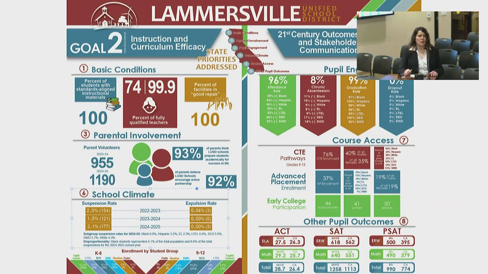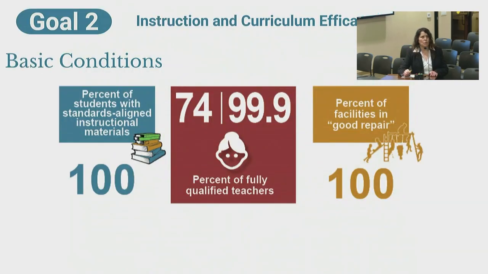So the next part of our dashboard is Goal 2 and Goal 3. They are side by side. Goal 2 being instruction and curriculum efficacy, starting with basic conditions. So 100% of our students have standard aligned instructional materials. 74% of our teachers have gone through a full teaching program. However, 99.9% of our teachers have been given authorization to teach as being qualified to teach in a classroom by the state. And then 100% of our facilities are in good repair.